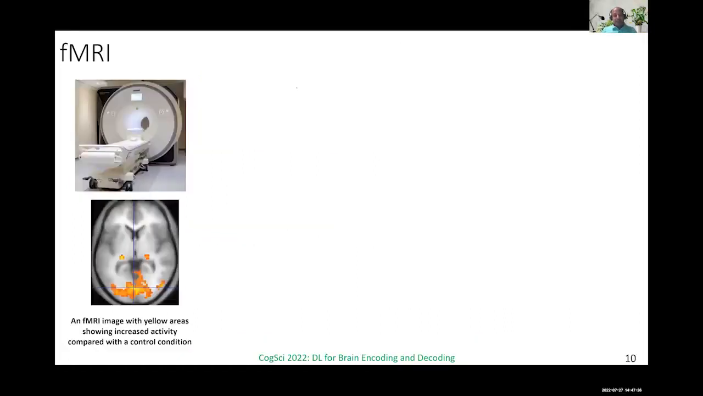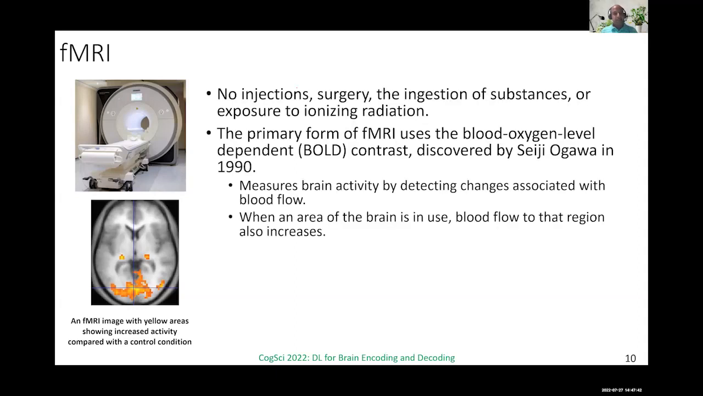fMRIs, most of us will be familiar with how they are done, but this is what it is. No injections, no surgery, completely non-invasive, right? And there's also no exposure to ionizing radiation at all. The primary form of fMRI, called BOLD, uses the BOLD contrast, a technique which was discovered way back in 1990. It measures brain activity by detecting changes in the blood flow.